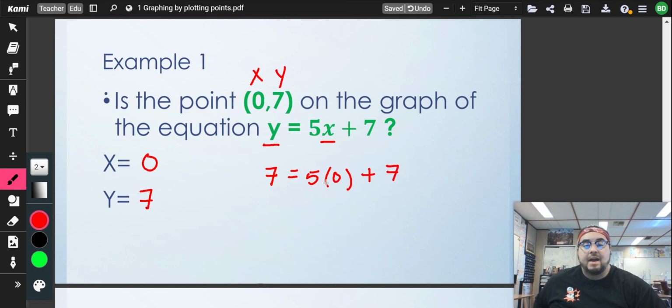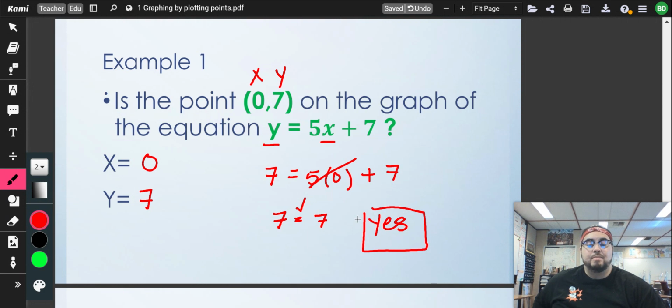Okay. 5 times 0 is just 0, so that cancels out. And I have 7 equals 7. Now, that makes sense. 7 does equal 7. So my answer would be yes. Again, we always have to interpret what the answer means. (0, 7) is a point that is on the graph of y equals 5x plus 7. That means that if we were to graph y equals 5x plus 7, (0, 7) would be somewhere on that graph.